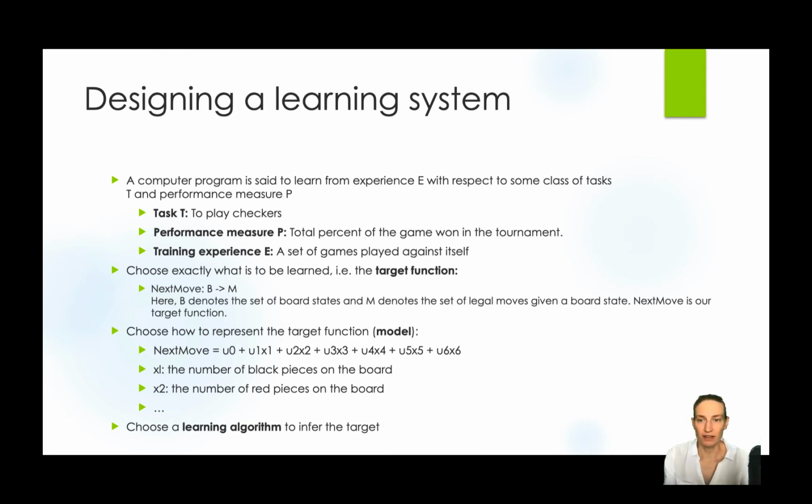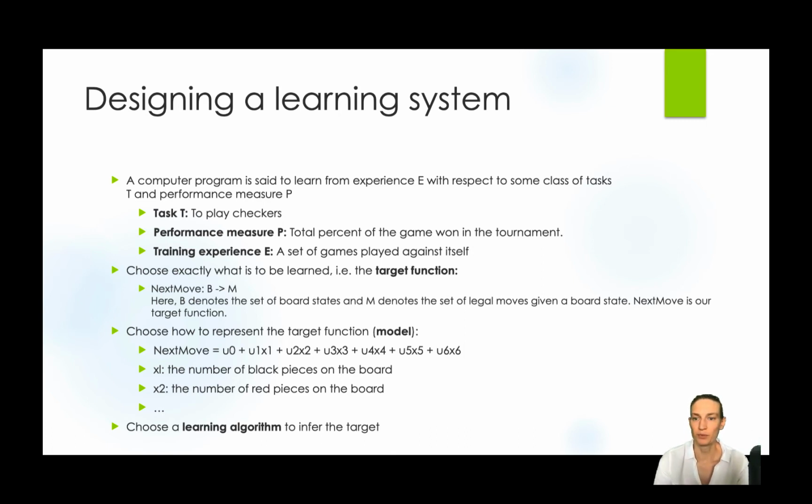Now, once we have this, we need to define or choose what exactly it is that we're learning. So our target function. The target function in this case is what kind of output do we expect from the system? We need to know the next move given the previous set of moves or the board states. So we represent the target function using a model, and that could be expressed, for instance, as a linear combination of all its inputs.